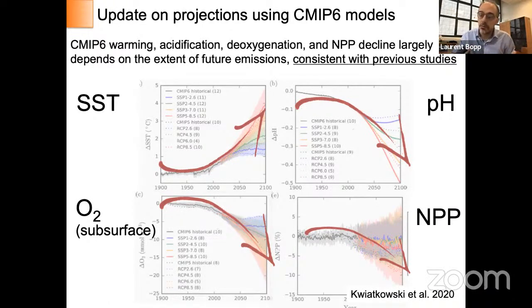Again, the main processes that were responsible for these projections in the previous generation are the same that we identify now. So the warming is linked to heat penetration in the ocean, surface pH or surface acidification is linked to the ocean carbon sink. Ocean deoxygenation is, of course, linked to warming and to reduced ventilation, increased stratification, and the decline in NPP, mostly to the decline in nutrient supply linked to ocean stratification.